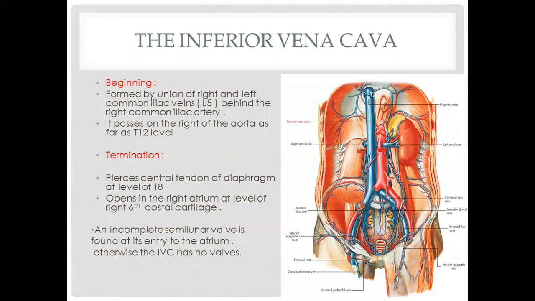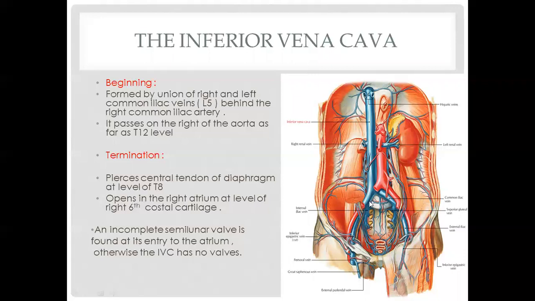The second part is the inferior vena cava. The inferior vena cava is the largest vein that carries deoxygenated blood from the lower and the middle body into the atrium of the heart. It has a longer course in the abdomen than the aorta. It begins at the bifurcation, formed by the union of the right and left common iliac veins at the level of L5, posterior to the right common iliac artery.